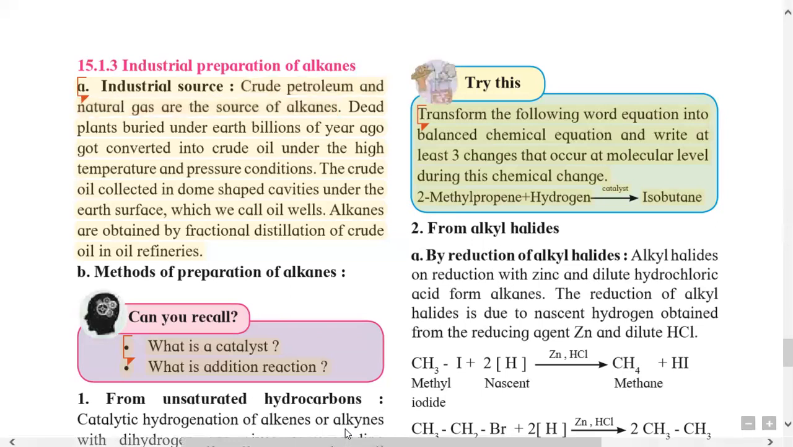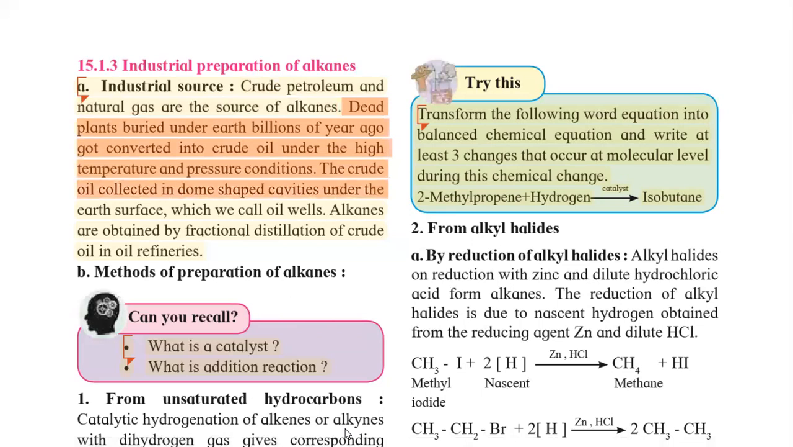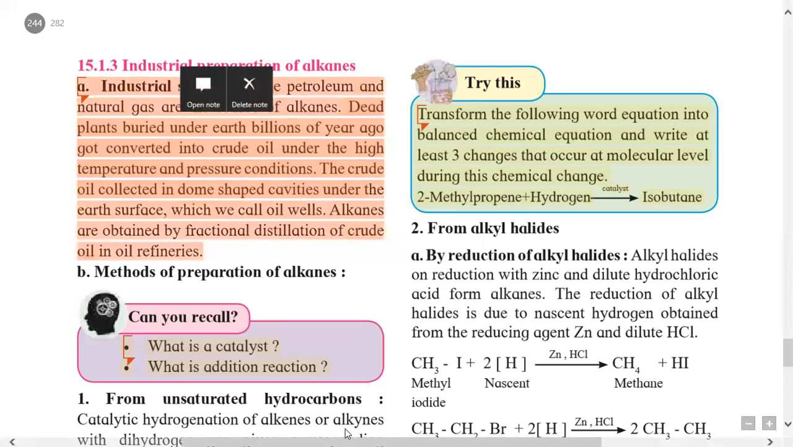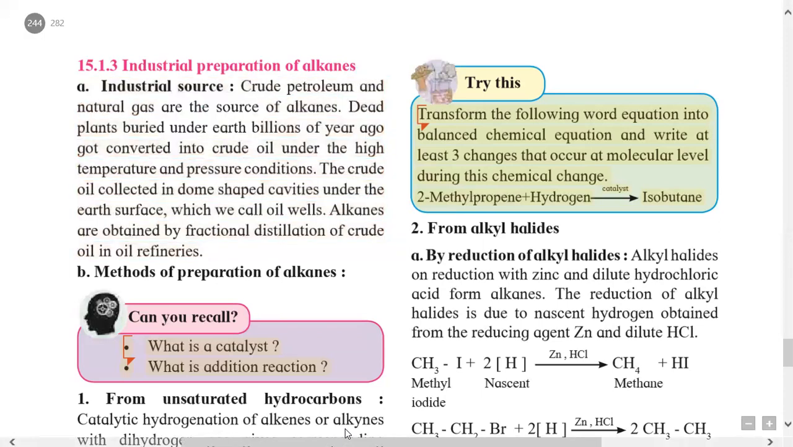We know dead plants buried under earth billions of years ago got converted into crude oil under high temperature and pressure conditions. We know all this very well. The crude oil is collected in dome-shaped cavities under the Earth's surface, which we call oil wells. From these oil wells, crude oil is obtained, which on fractional distillation in oil refineries gives different types of hydrocarbons, and the major part of that contains alkane. So this is one of the important sources for alkane. It is an industrial source.